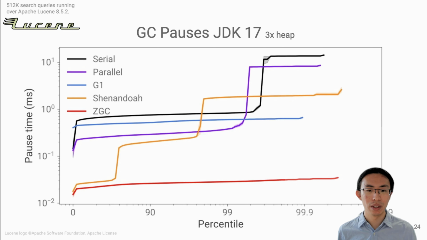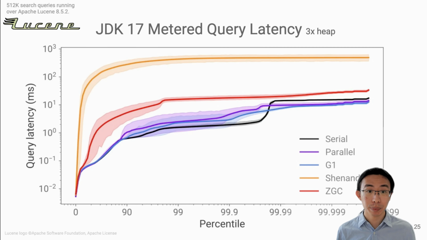What about Shenandoah? Unfortunately, it only has low pause time before the 99th percentile, and it's even worse than G1 after that. So it's quite a mixed picture here, and it's getting worse. As you will see in a second, having low pause doesn't actually mean anything. Here, we have query latency as reported by Lucene, and that's what we ultimately care about. We use metered latency to include the latency due to queuing, which is often overlooked.